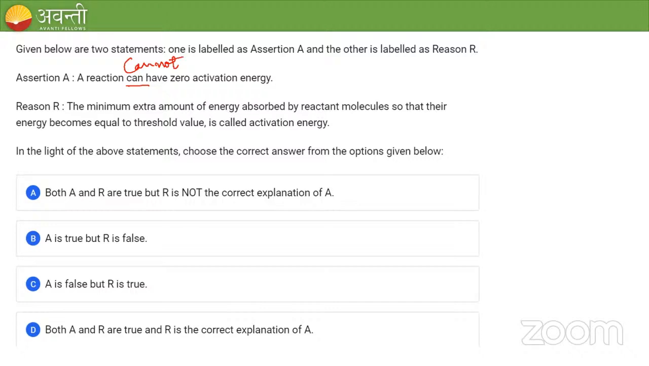Assertion is false. So in only one option you have assertion false. That is option C. So you can go for option C as the correct answer without even checking the reason. But for the safer side, you have to check that also. The minimum extra amount of energy absorbed by the reactant molecule so that their energy becomes equal to the threshold value is called activation energy. So that is the correct statement for the activation energy. So R is true and A is false. Option C is the correct answer. Okay.